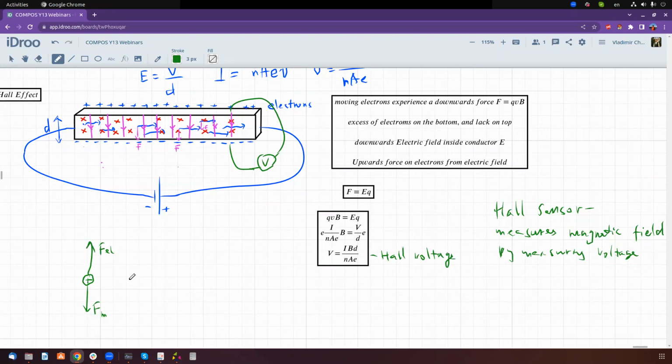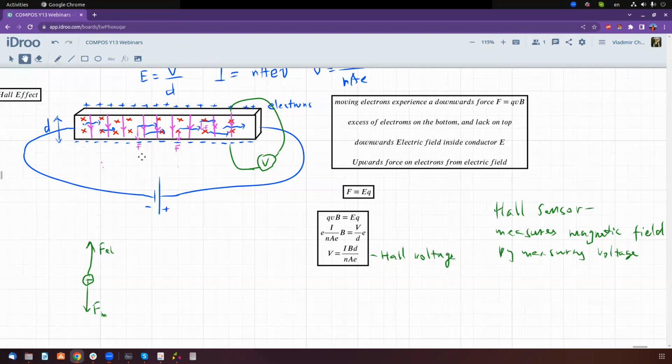And yeah. So if you made a conductor hollow, if you made the conductor hollow and you introduced an electric field, yes. Okay, if that makes sense.